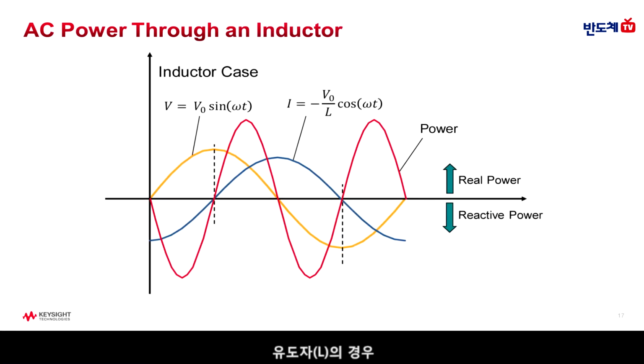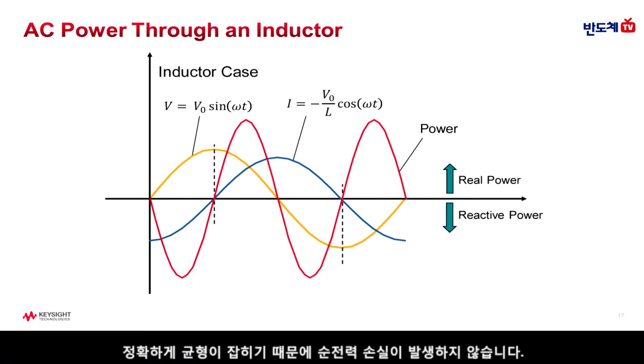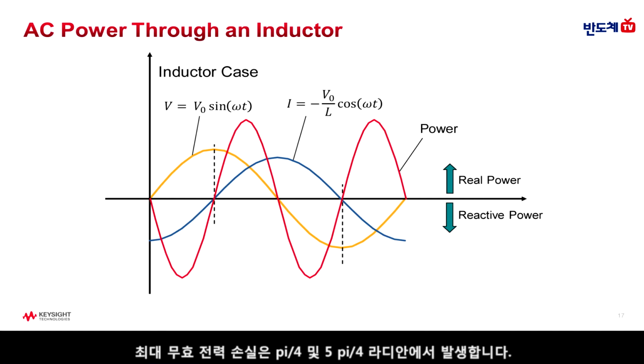In the inductor case, the current lags the voltage by pi over 2 radians, or 90 degrees. And the voltage, current, and power waveforms have the form shown on this slide. So again, although the inductor generates both the real and reactive power, over an entire period, they exactly balance out so that there's no net power dissipation. Now, in the inductor case, we can see that maximum real power dissipation occurs at 3 pi over 4 and 7 pi over 4 radians, and maximum reactive power dissipation occurs at pi over 4 and 5 pi over 4 radians.